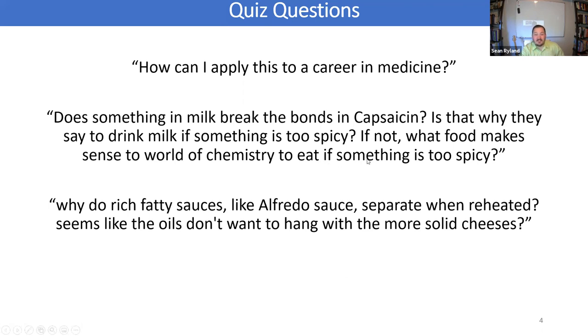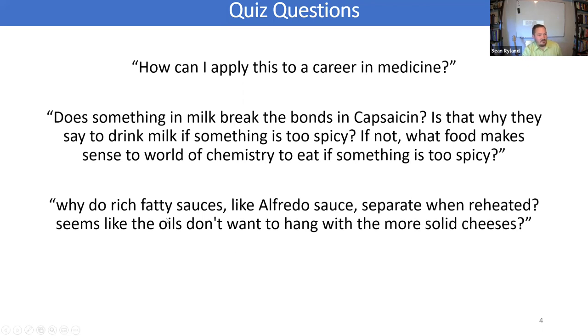Interesting, that's the exact same mechanism that mint does, except mint works on the cold receptors in your mouth. So that's why if you drink a glass of ice water after you brush your teeth, it feels like your teeth are gonna fall out because it's so cold. It's doing the exact same thing that capsaicin does, but backwards.